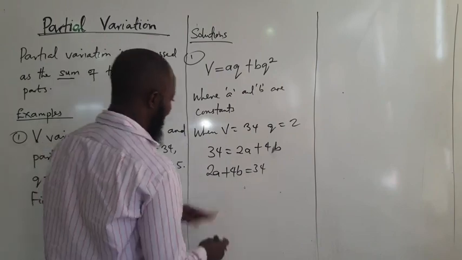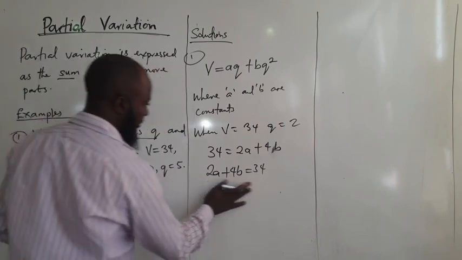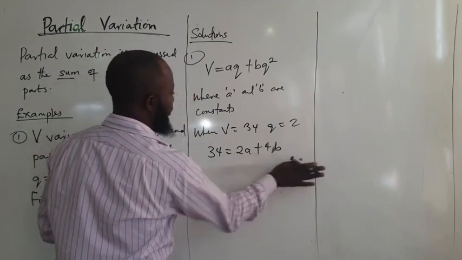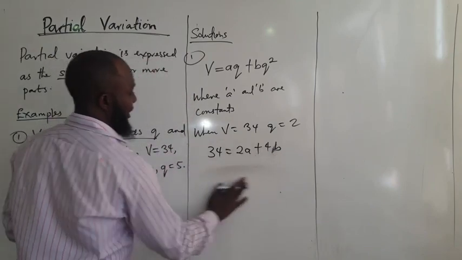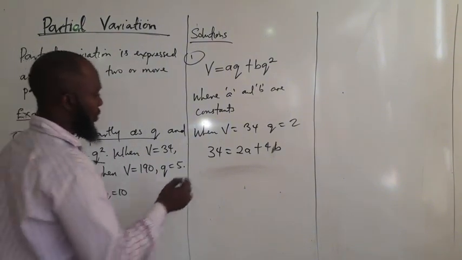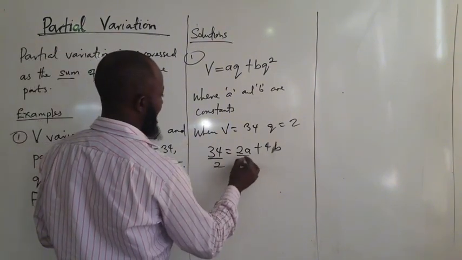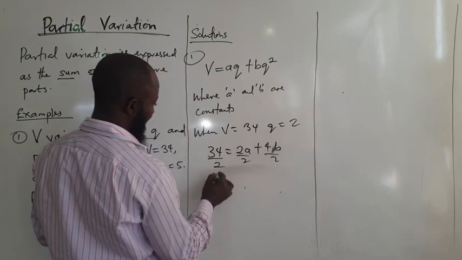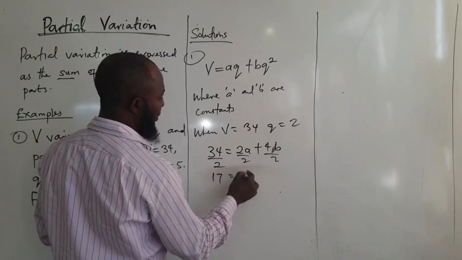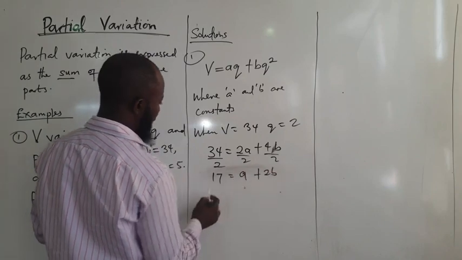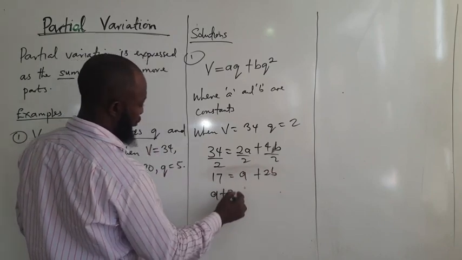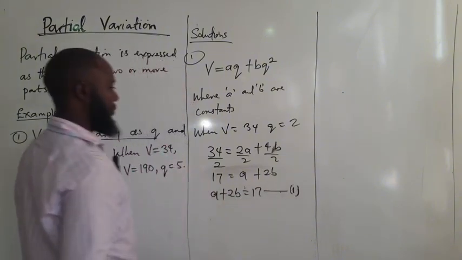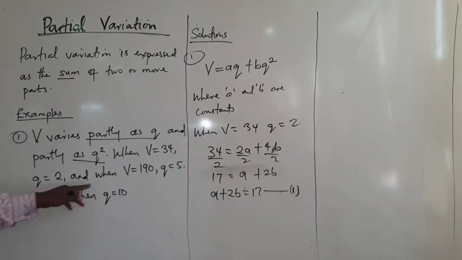So we can reduce this to its lowest term. What can divide through? Divide through by 2. 2 can go into every term so that it will be easier for us to solve. So 2 divided by 2, 4 divided by 2, 34 divided by 2. This will give us 17. So we write it as A plus 2B equals 17, equation 1.